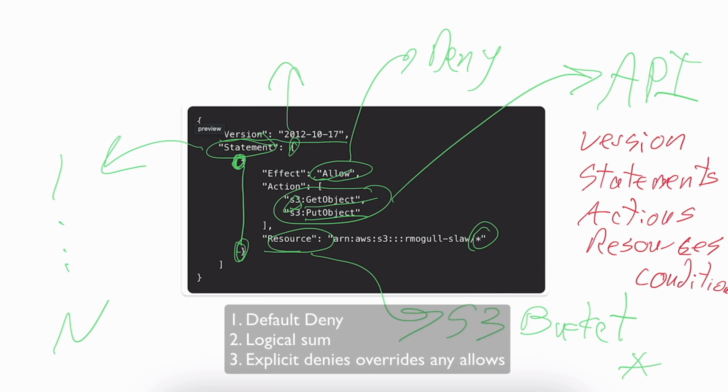Let's review a few key points, and then we'll get into the lab itself. IAM policies are the heart of AWS security. They define who or what is allowed to perform which actions.